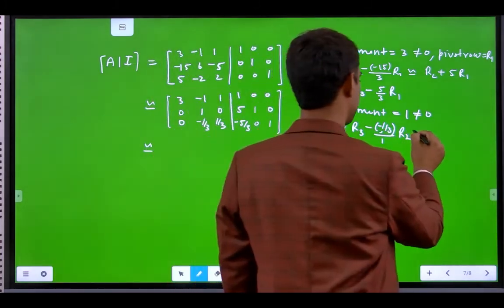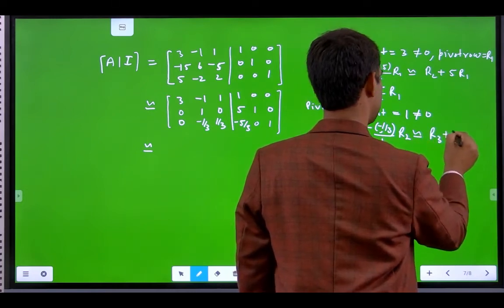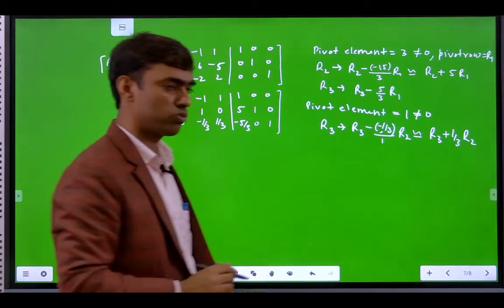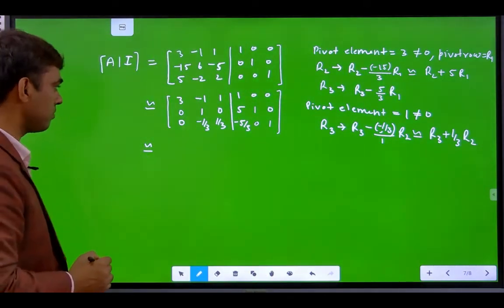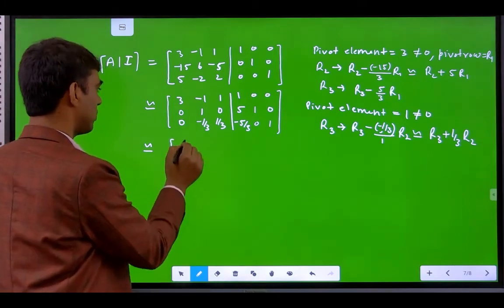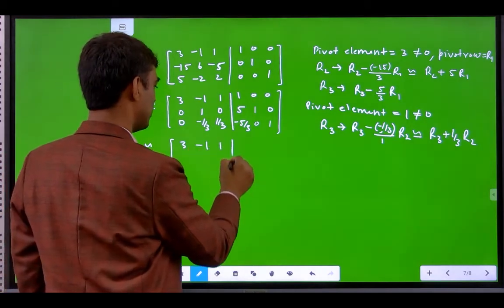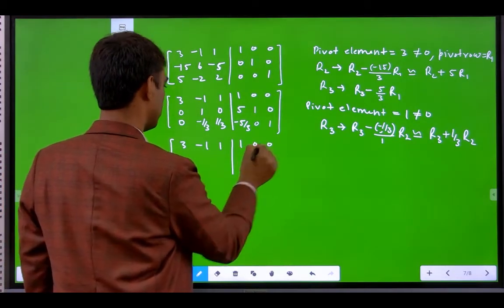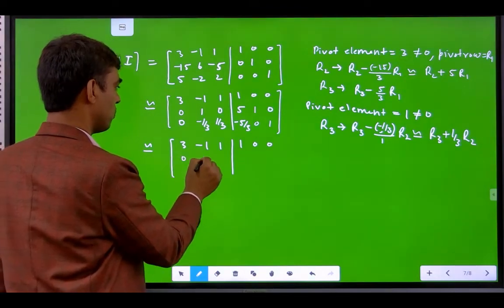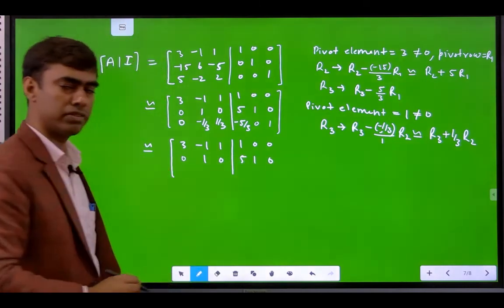So you may also write this one equivalent to R3 plus 1 by 3 R2. So here, what is the reduced form? The first row has no change: 3, minus 1, 1. The second row becomes 0, 1, 0, and the right side is 5, 1, 0. There is no change in the first and second row.